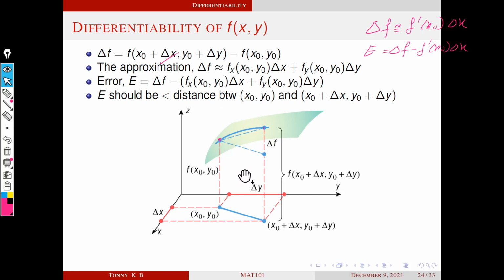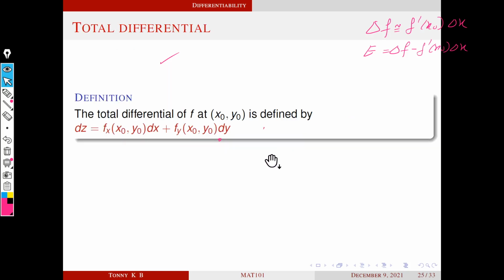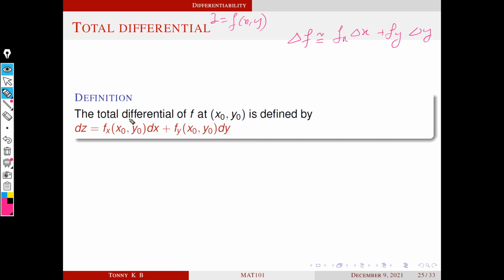That means we evaluate the actual delta f, we evaluate this approximation and the error, and we have to check whether this error is less than the distance between the points or not. Before that we have to define a new concept called the total differential. This is the definition of the total differential of a function f at a point x naught, y naught: dz is equal to fx at x naught, y naught into dx plus fy at x naught, y naught into dy.